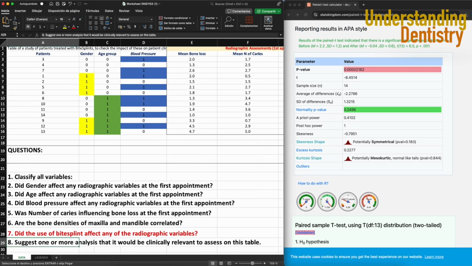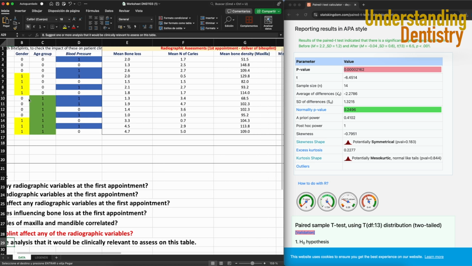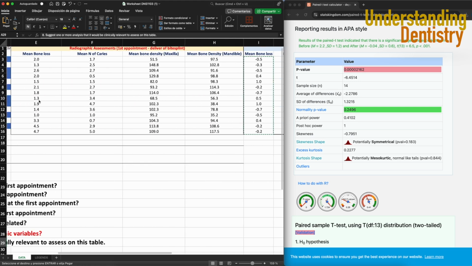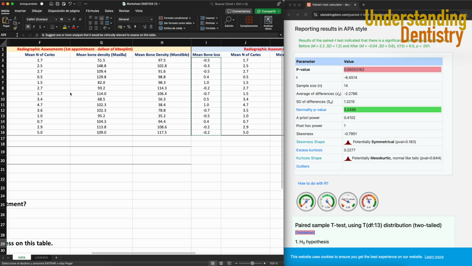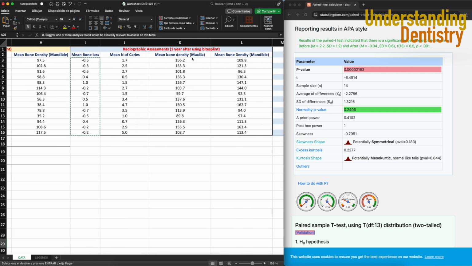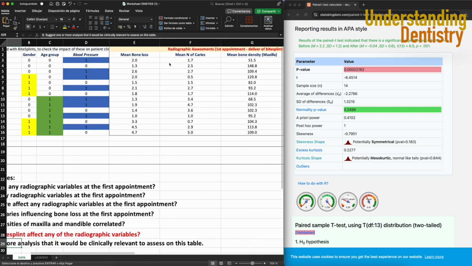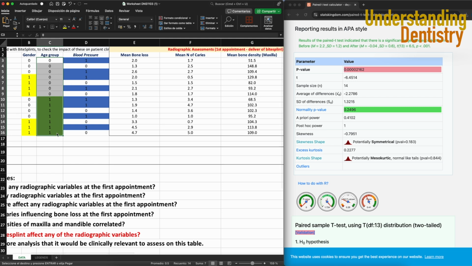Question number 8, the last one. Suggest one or more analyses that could be clinically relevant to assess this table. Well, you could suggest basically anything here. Let's say the age group comparison for bone density. Age group could affect bone density, for example. So then you could do just a comparison between the 2 age groups, for example, right?